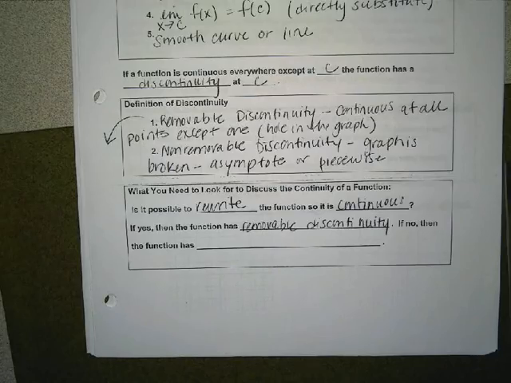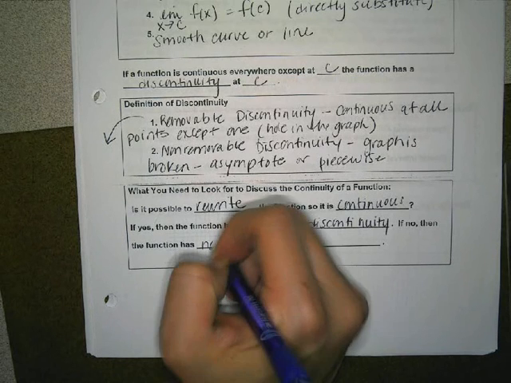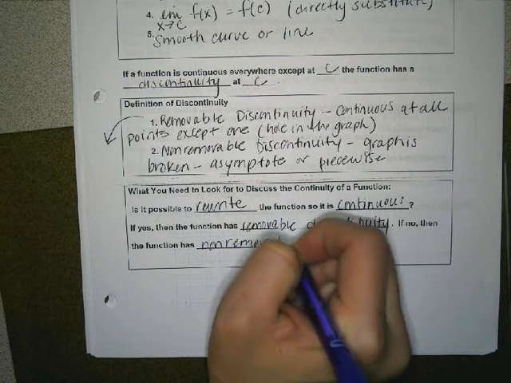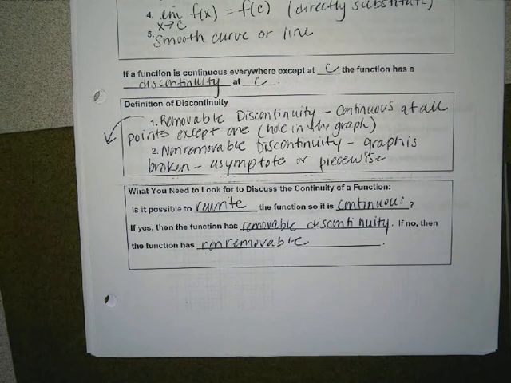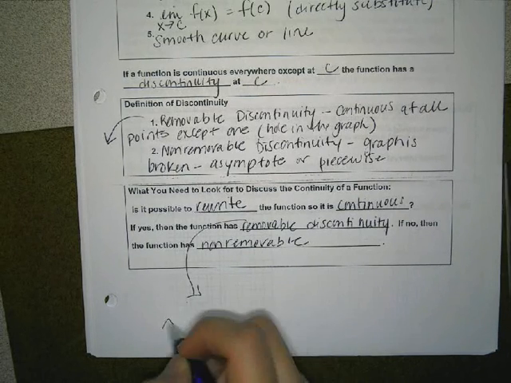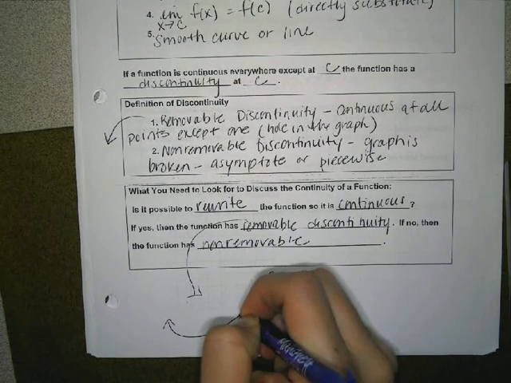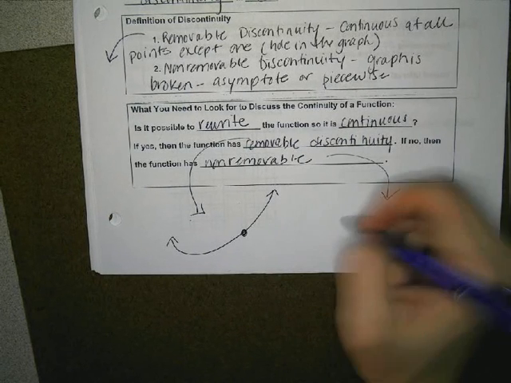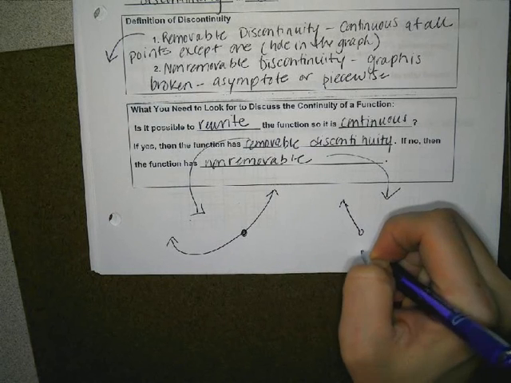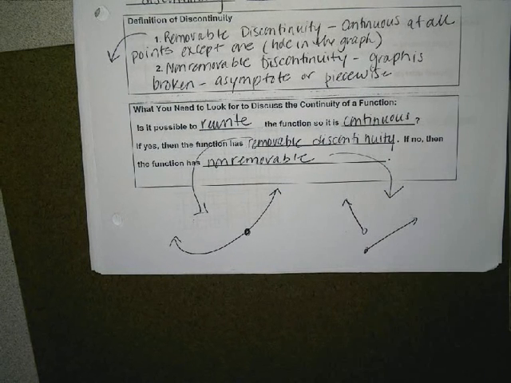If no, then the function has non-removable discontinuity. So removable might be a graph that looks like this but has a hole. So if you had a curve or something, a removable discontinuity curve would have a hole in the graph. A non-removable would be something that's actually broken. You can't remove the disconnect and change it to just a hole in the graph. There's an actual break.